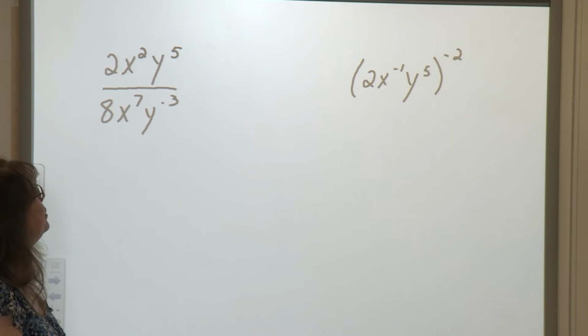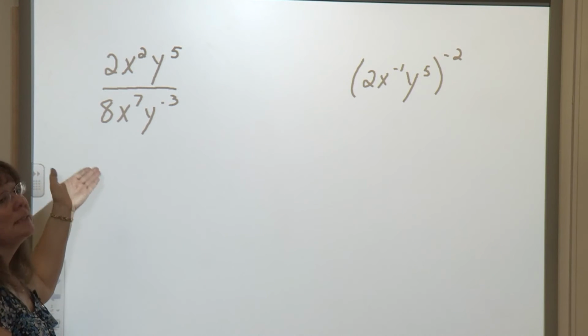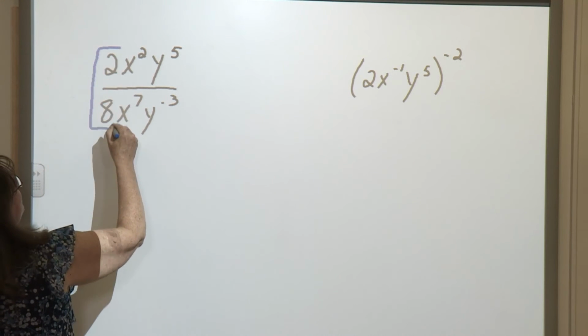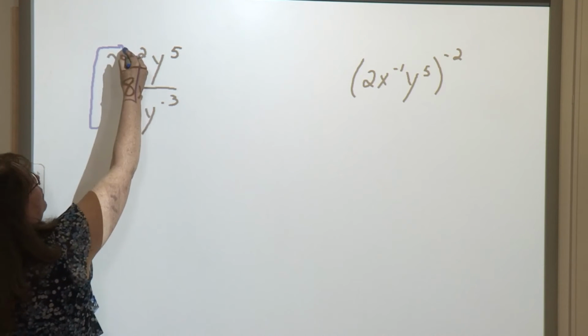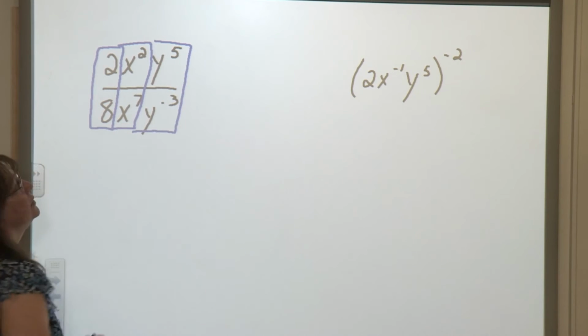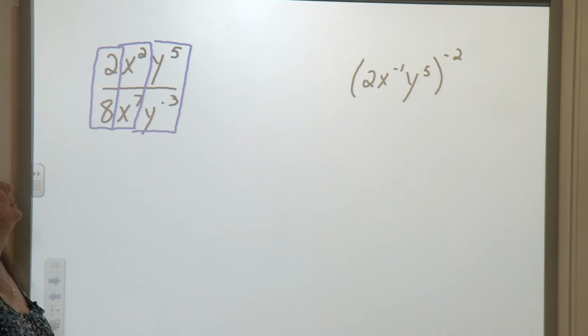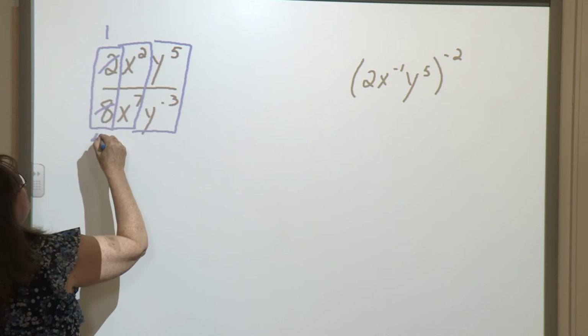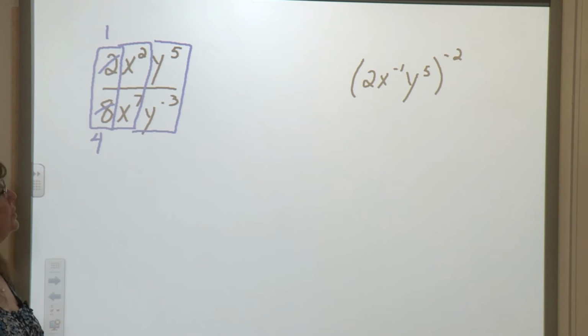Here's our next example, and you're going to notice it has several parts as well. Some of them are going to be numerical parts, some of them are with the base x, and some of them are with the base y. So you want to kind of separate them out. I can simplify 2 over 8. 2 will go into each as a factor. It goes into itself once and into 8 4 times.